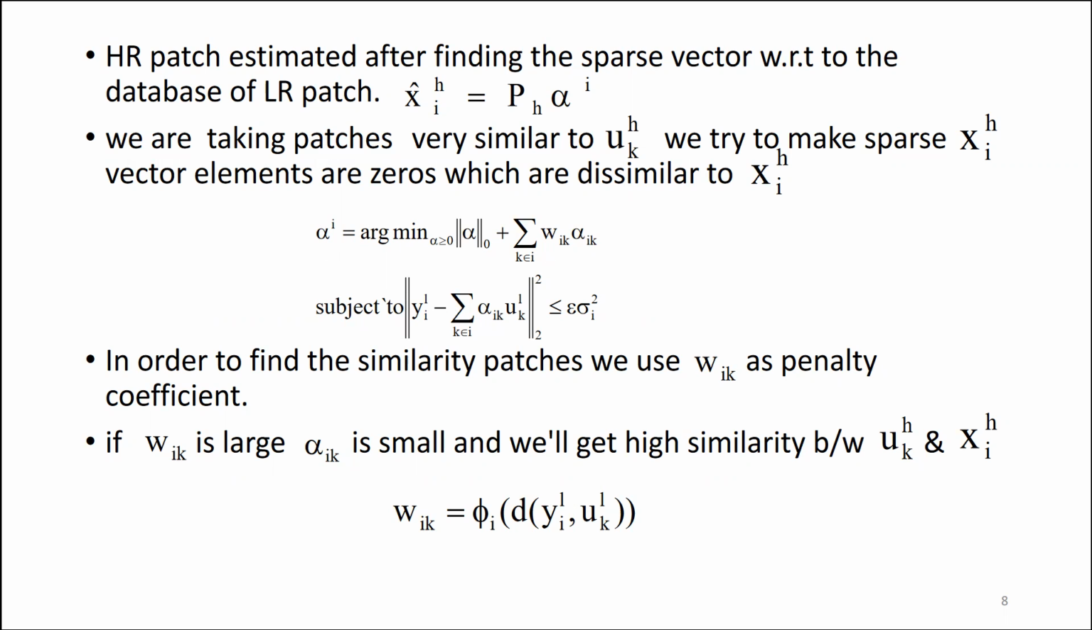In order to find the similar patches, we introduce omega ik as a penalty coefficient. It means if there is high dissimilarity, omega ik is very large. So we nullify it by taking the alpha ik value very small, as shown here. So the penalty coefficient can be written as a function of the dissimilarity between the low resolution input patch and the low resolution database patch.